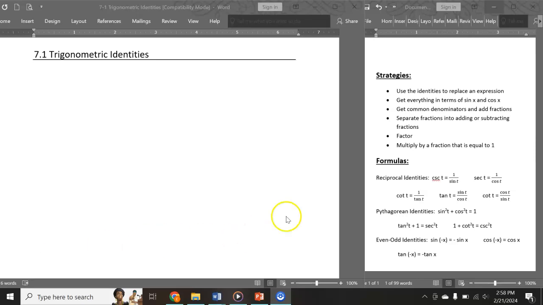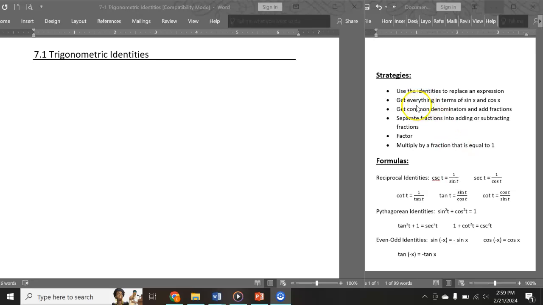You'll notice at the right side of my screen, I have some strategies that you're allowed to use in any situation, and these are just suggestions. So you can use the identities to replace an expression. For example, let's say I have secant squared in my formula. I can replace secant squared with tangent squared plus 1. I'm allowed to do that anytime I want. If I have cosecant, I'm always allowed to replace it with 1 over sine. So I'm always allowed to do these replacements.